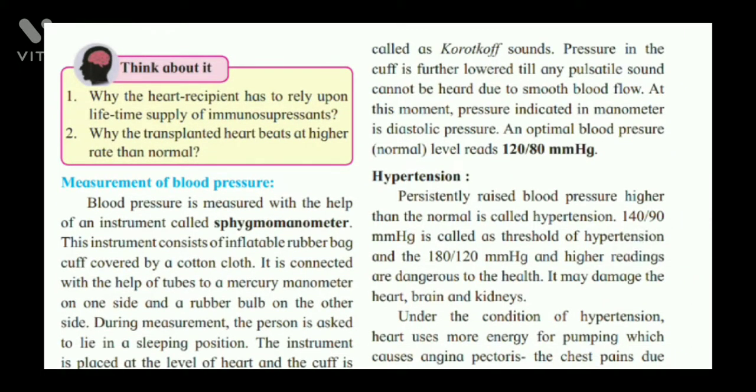Pressure in the cuff is further lowered till no pulsatile sound can be heard due to smooth blood flow. At this moment, pressure indicated in the manometer is diastolic pressure. An optimal blood pressure level reads 120 by 80 mm of Hg.